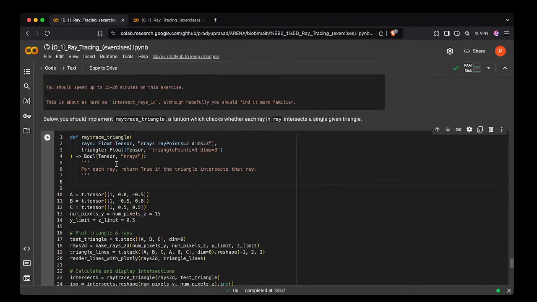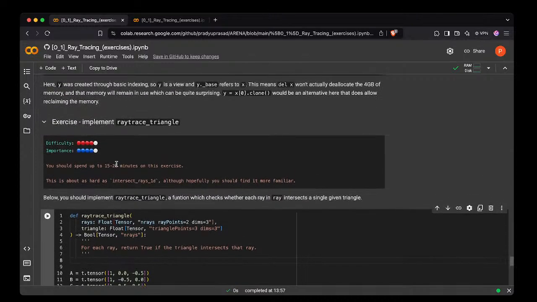My inputs are rays and my triangle, which have 3 dimensions. And my A, B, and C. Oh no, it's like, oh, a single given triangle. That's much simpler. So this is n by 2 by 3. It's 3-dimensional, right? And it's just a 2-dimensional thing. Okay, this is neat.